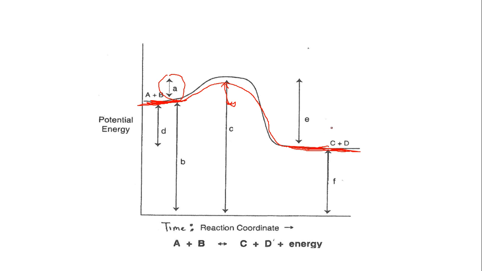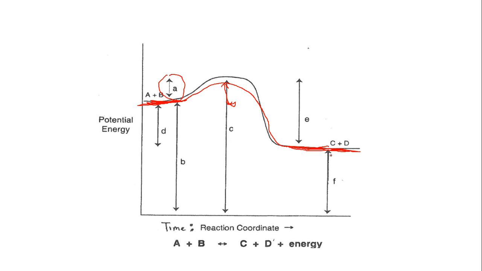And so if I were to start with C and D and form A and B, well, the reverse reaction, notice I'd be going from lower energy to higher energy, so that would be endothermic. So the reverse reaction is always the opposite of the forward reaction. So if we said the forward reaction was exothermic, then certainly it makes sense the reverse would be endothermic.